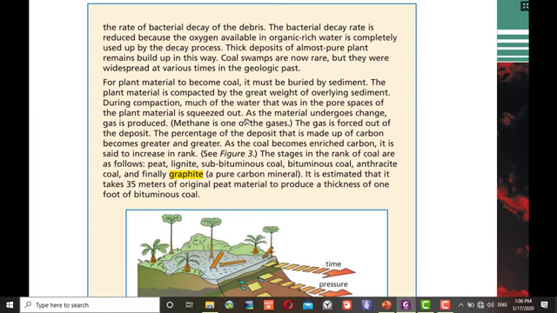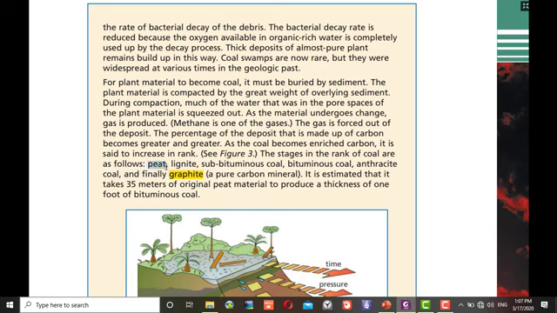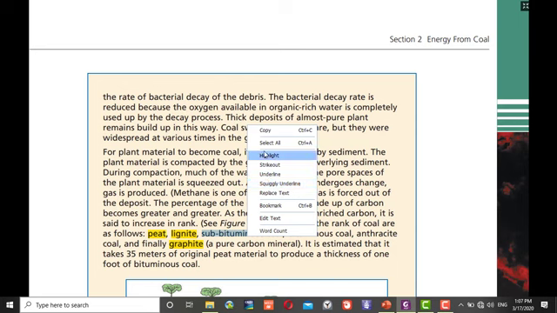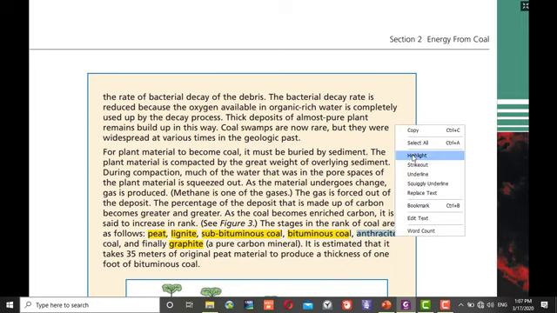If we turn back to the paragraphs, we can read that coal has stages, and the stages are always associated with rank. Peat is the first one, then lignite, then subbituminous, then bituminous, then anthracite coal, and the last one is graphite. So peat, we'll highlight it, lignite, subbituminous coal and bituminous coal, and anthracite coal. Some technical problems.